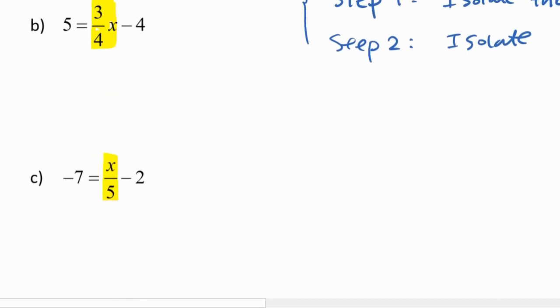Okay, again, isolate the term with x. We add 4. Then we get 9 equals 3 over 4x.